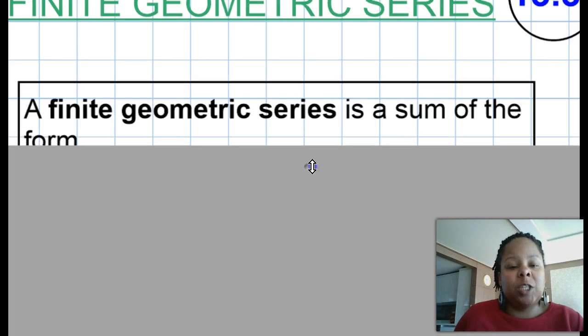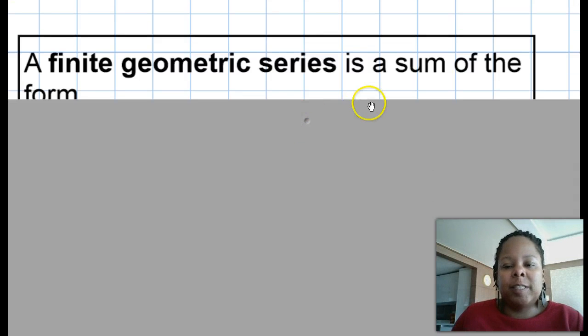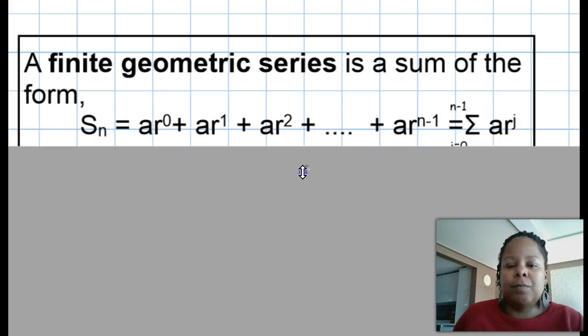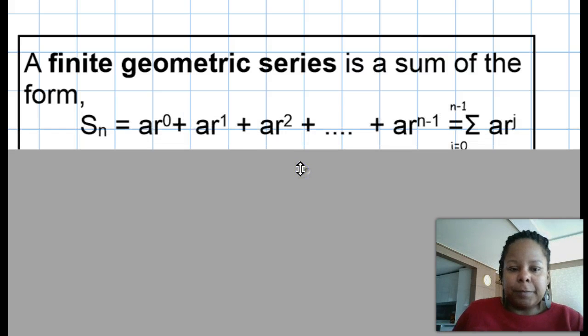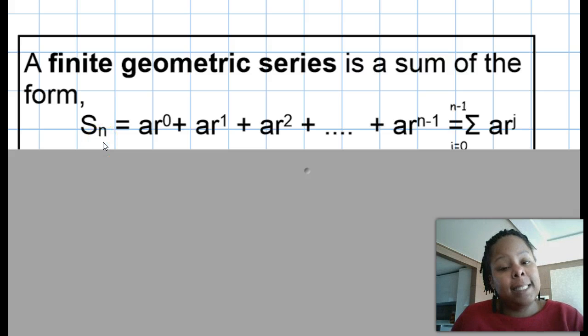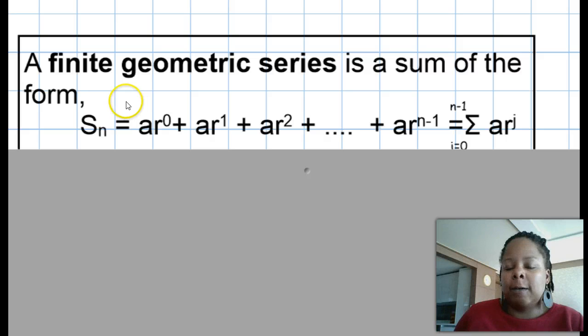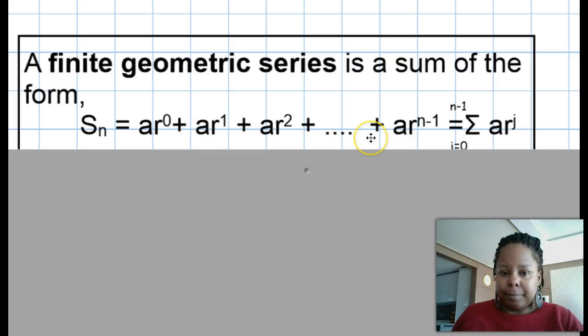It's a little different from a geometric sequence, because a finite geometric series is the sum of a geometric sequence. Each value in the series is found by adding up so many terms of a geometric sequence. Here we have a geometric sequence of the form a, the initial value, times r, the common ratio, raised to the i power. S sub n is calculated by adding up the first n terms of the sequence. Now, I know you're saying, why does it end on n minus 1?